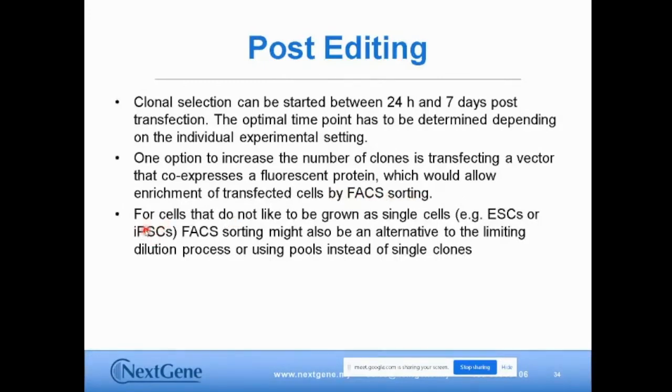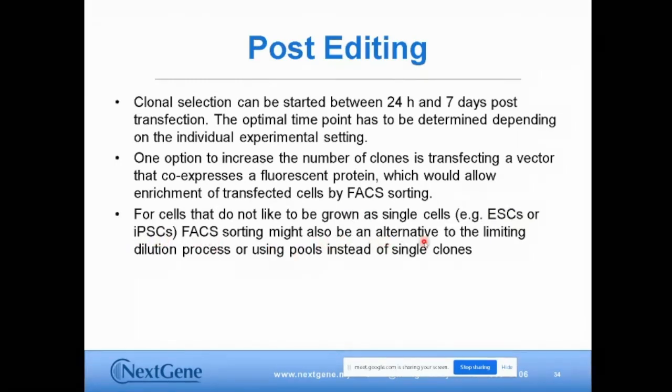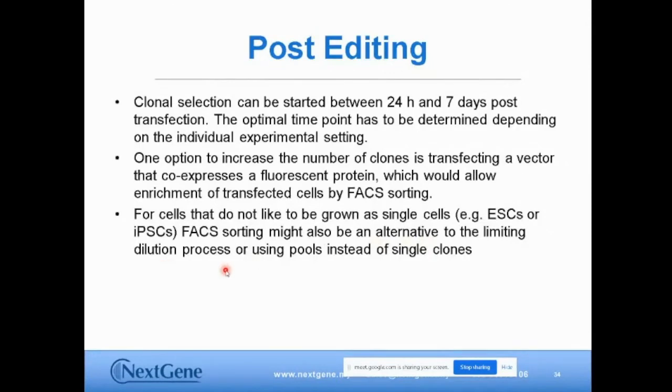For cells that do not like to be grown as a single cell, for example embryonic stem cells or induced pluripotent stem cells, FACS sorting might also be an alternative to the limiting dilution process, or using pools instead of a single clone.